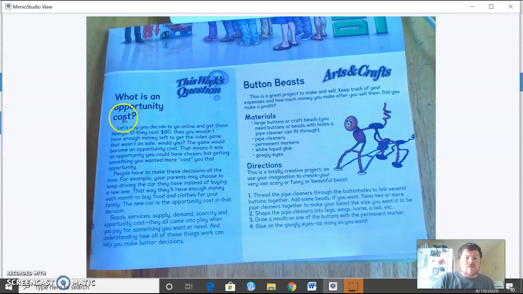All right. Now go ahead and look at your continuous learning plan for the question. Go ahead and answer it and send it to me either in Dojo or a text message or email.